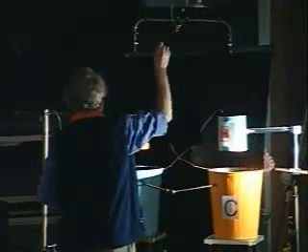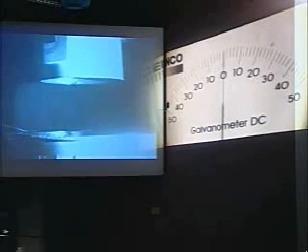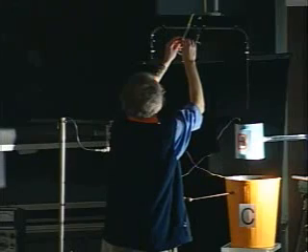And you can really tell by looking at the... there are air bubbles in the system. I have to get rid of the air bubbles. There we go.